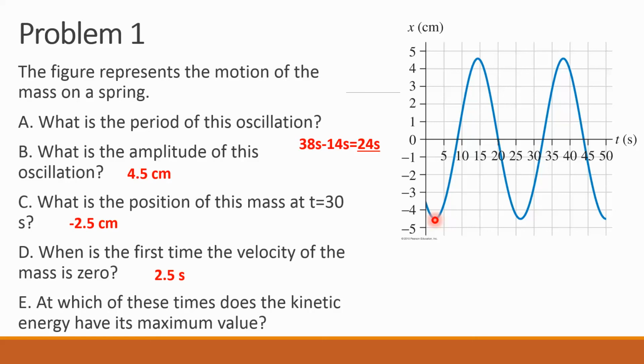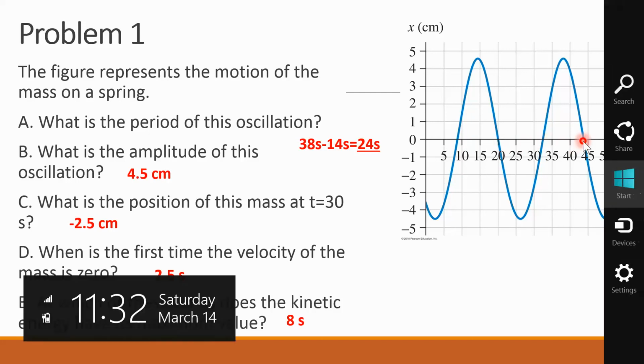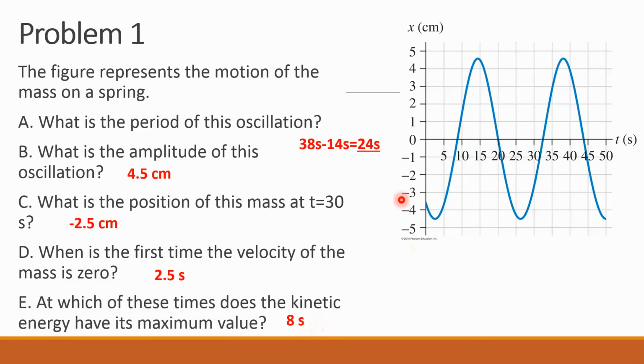And part E, at which of these times does the kinetic energy have its maximum value? So when is the velocity at its greatest? Because that'll give us the greatest kinetic energy. It's going to be traveling the fastest when it's at the equilibrium position. So we're looking for when the position is at zero. And this will be the first time it has the greatest velocity. It would be at 8 seconds. Now it's also at its fastest value at 20 seconds, at about 32 seconds, at about 44 seconds. This is just the first example, but it's also going to have maximum kinetic energy anytime the position is at zero.